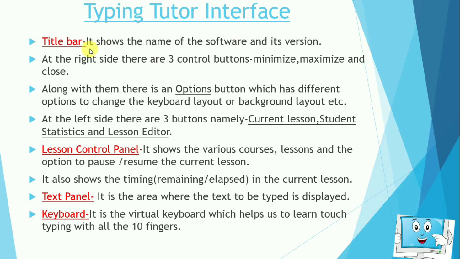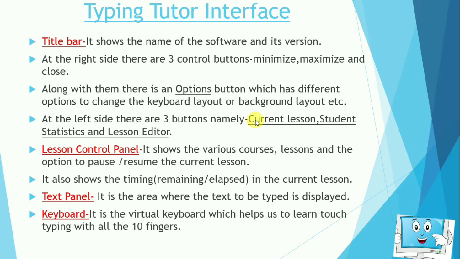So here are the definitions of the various parts of the Rapid Typing Tutor which we have learned just now. First is the title bar, which shows us the name of the software and its version. To the right side of the title bar, we have the three control buttons: minimize, maximize, and close. And also there is an options button near them which has the different options to change the keyboard layout or the background layout. At the left side, there are three buttons which are current lesson, student statistics, and lesson editor.